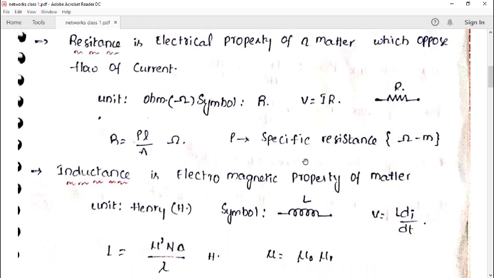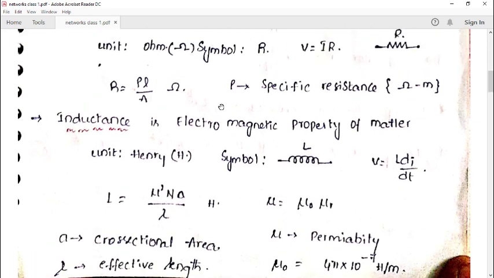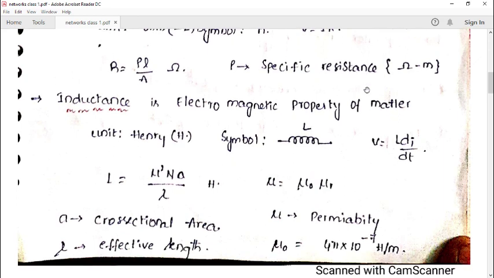And according to Ohm's law, the equation of resistance is V equal to IR. And when certain particulars of the conductor are given, the formula to find resistance is R equal to rho L by A, where L is length of the conductor, A is area of cross section of the conductor, and rho is a very important thing, that is specific resistance of the substance. It can also be called the resistivity of the material. The unit of resistivity or specific resistance is ohm meter.